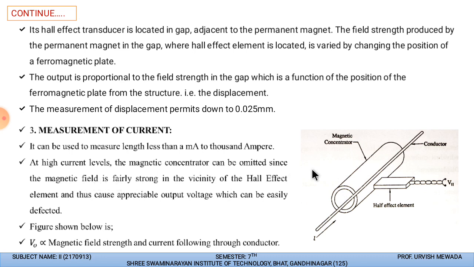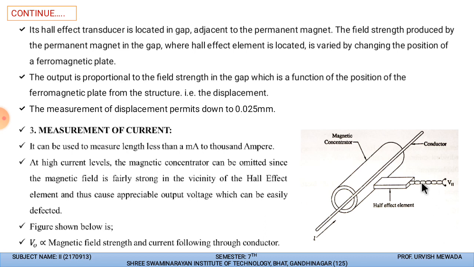At high current levels, the magnetic concentrator can be omitted, since the magnetic field is fairly strong in the vicinity of the Hall effect element, and thus causes an appreciable output voltage, which can be easily detected. This figure shows that the output voltage is proportional to the magnetic field strength and the current flowing through the conductor. Whenever current flows through the conductor, it has its own magnetic flux on the surface, and the magnetic concentrator has magnetic flux itself. According to the magnetic field strength and the current flowing through the conductor, the output voltage, or Hall voltage, will change.